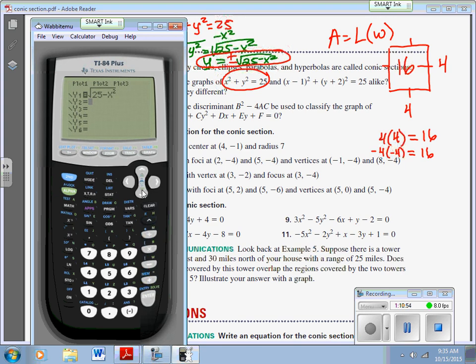So we need the minus, so you got to use the button below the 3 as the minus, and do the square root of 25 minus x squared now. Oops. Minus x squared. And I need to delete that one. Okay, so that should graph it.